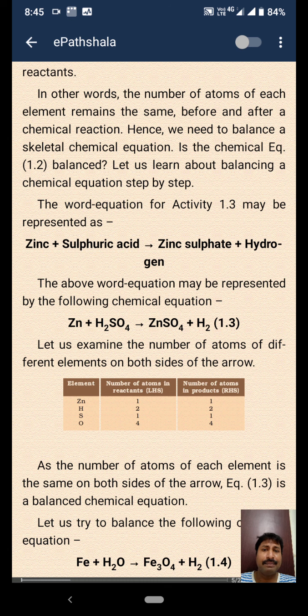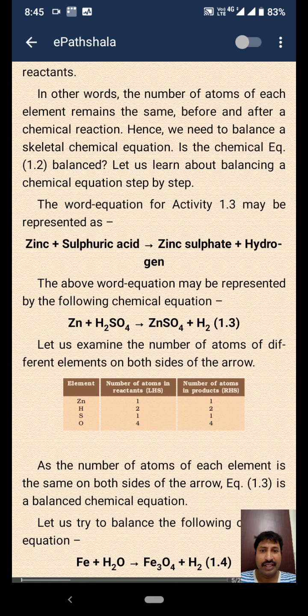The second example, zinc and sulfuric acid give zinc sulfate and hydrogen gas. That has been given as an equation, and for this the left hand side, Zn and H2SO4, are called reactants, and ZnSO4 plus H2 are called products. We have to write all the elements or atoms present on the left hand side and the right hand side. Zinc, hydrogen, sulfur and oxygen are present.